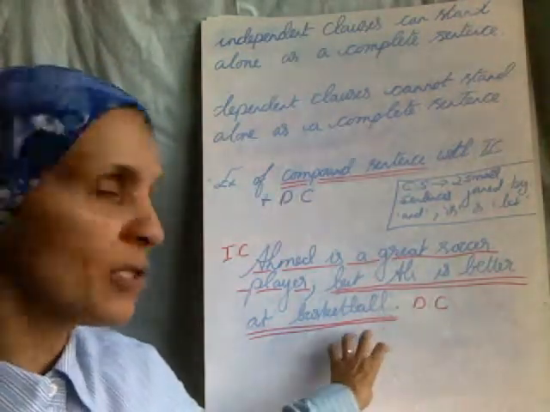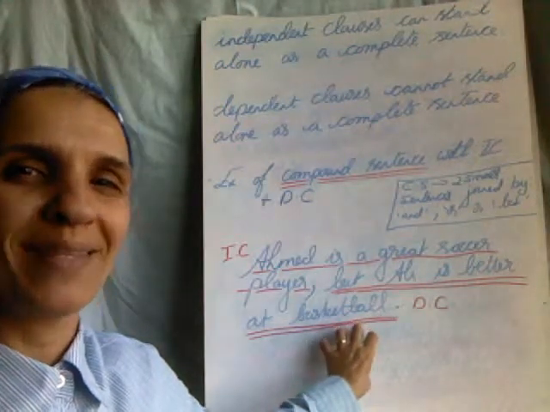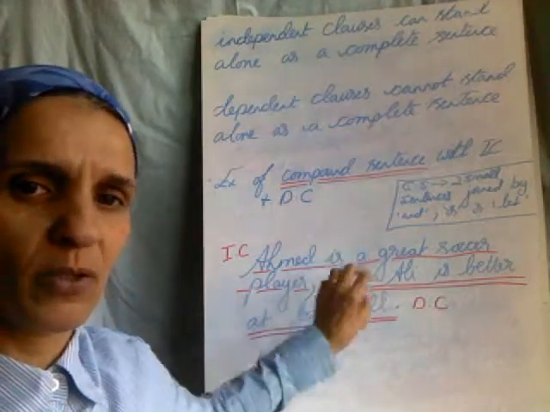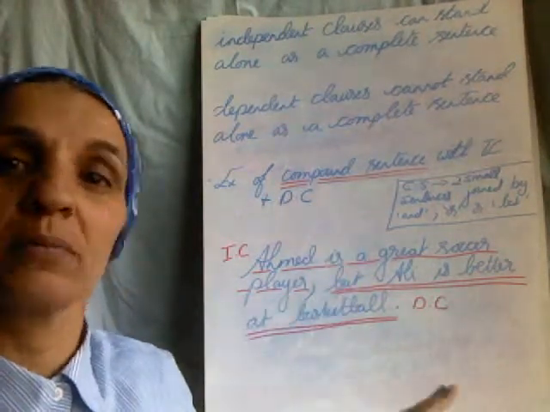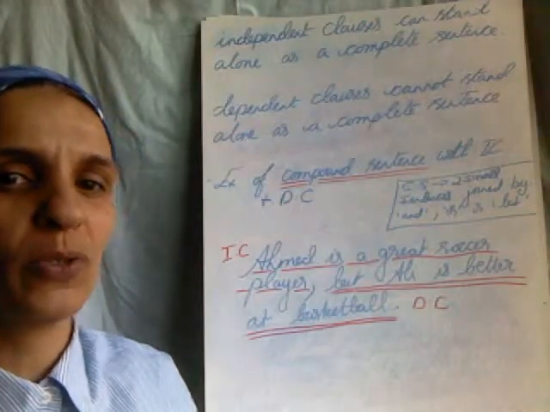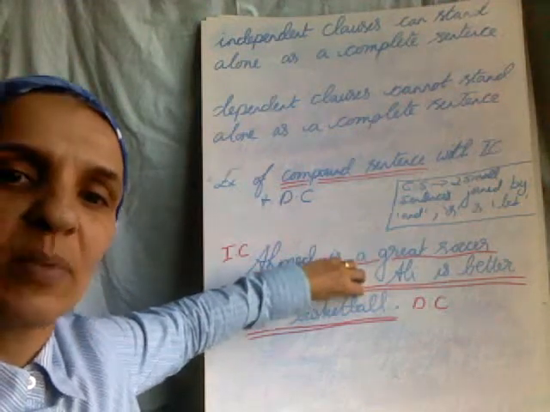So let me first tell you the two small sentences that were joined together using the word but. So Ahmad is a great soccer player. That is a complete sentence. Okay, that's an independent clause. Okay, Ali is better at basketball.